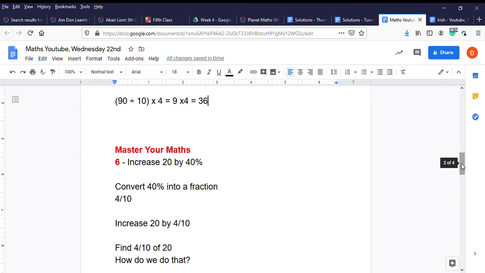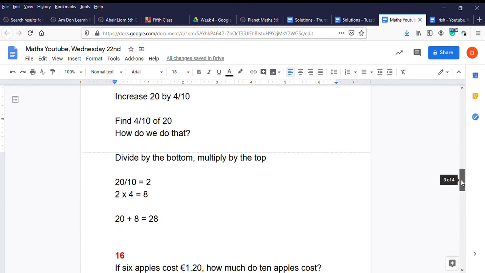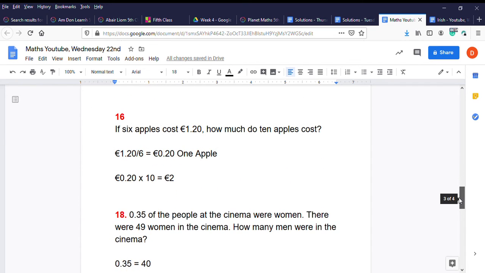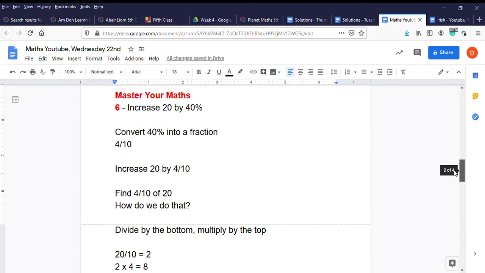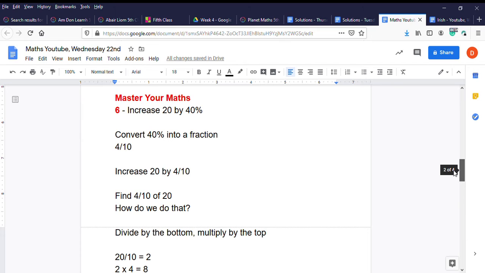The questions that I have earmarked as quite challenging are number 6, number 16, and number 18. The questions that I have here are similar to the questions that you'll be doing today. They're not exactly the same, but hopefully you will have a better understanding of how to solve the questions by looking at the examples I've posted here.